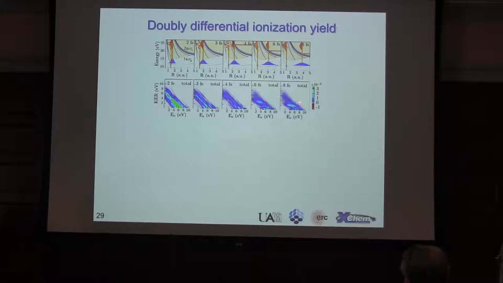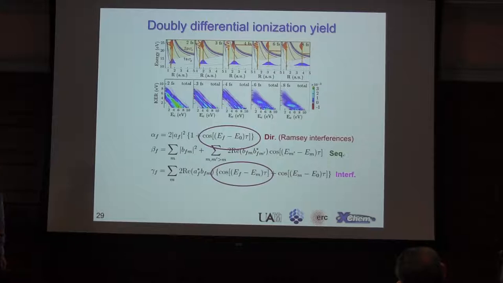So the first thing we would like to see is what is the contribution of the different processes to this spectrum. Well, we know that the formulas given by the model are these ones. I want to emphasize that in addition to these two beatings we observed in the total yield, we have two additional beatings that disappeared when we integrated over electron and nuclear energy. So these beatings are responsible for this richer structure.